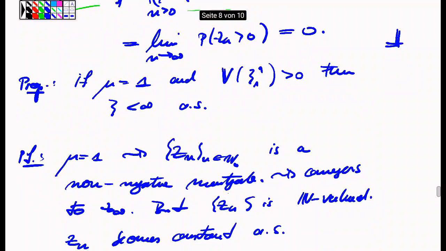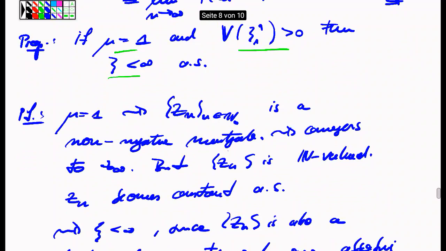The next consideration deals with the case when we have a critical Galton-Watson tree, or critical Galton-Watson process. Namely, mean offspring is 1, but the variance is strictly positive, so we have really a random process. Then we get extinct in finite time almost surely. How do we prove this?